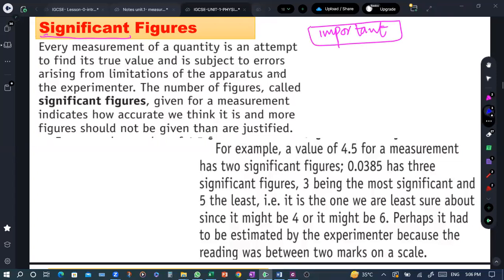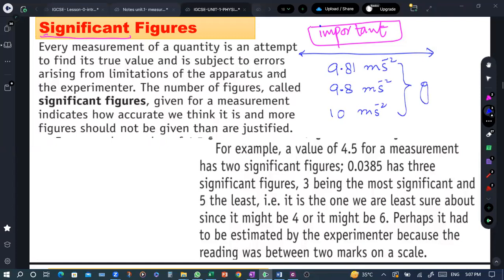So when you are going to take some measurements, you have some importance related to the figures or digits or data you are going to collect. How many digits are important for you in your data? Let's say I take a value of 9.81 meter per second square, then 9.8 meter per second square, and another student writes 10 meter per second square. These are all values of gravitational acceleration, or the acceleration of free fall.